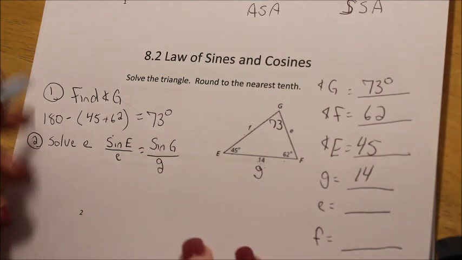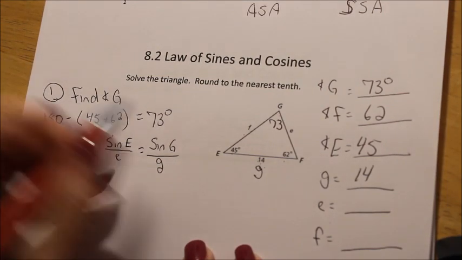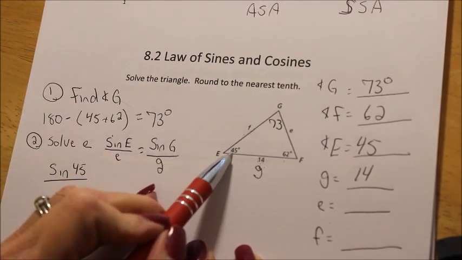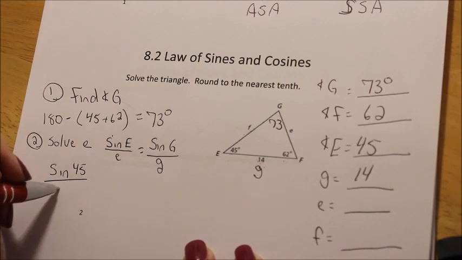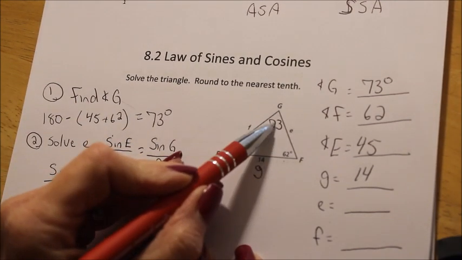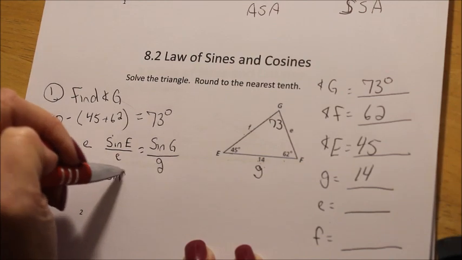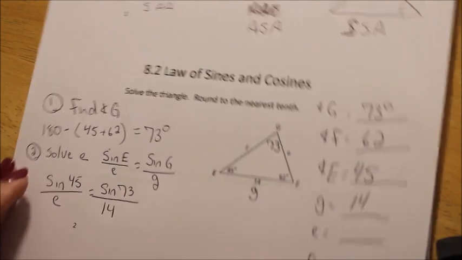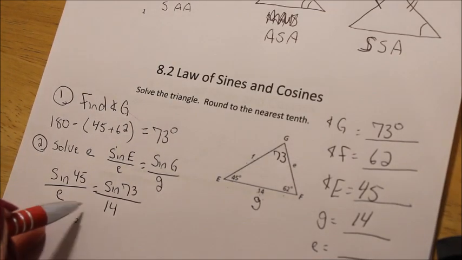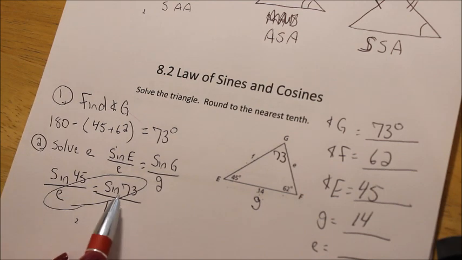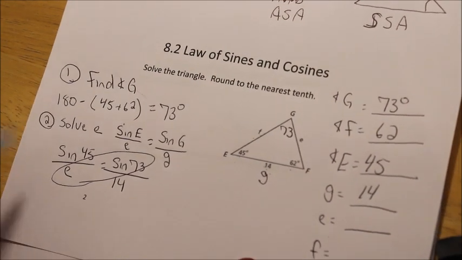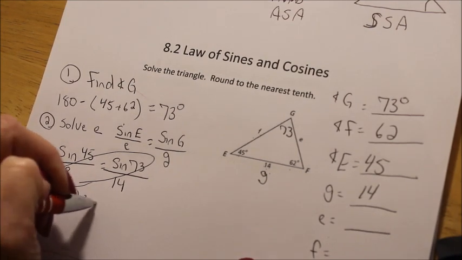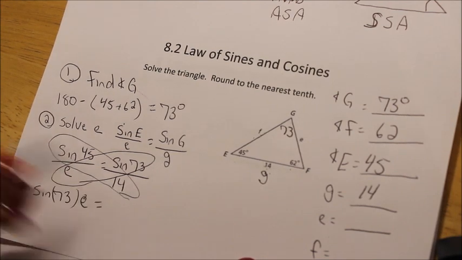And now I'm just going to put the numbers in. The sine of E is 45, divided by little e, which I don't know, is equal to the sine of G, 73. Remember, it's going to be the sine of 73 over little g, which is 14. So I'm going to cross multiply. So I'm going to multiply these two together. Well, that's easy. Sine of 73 times E equals 14 times the sine of 45.